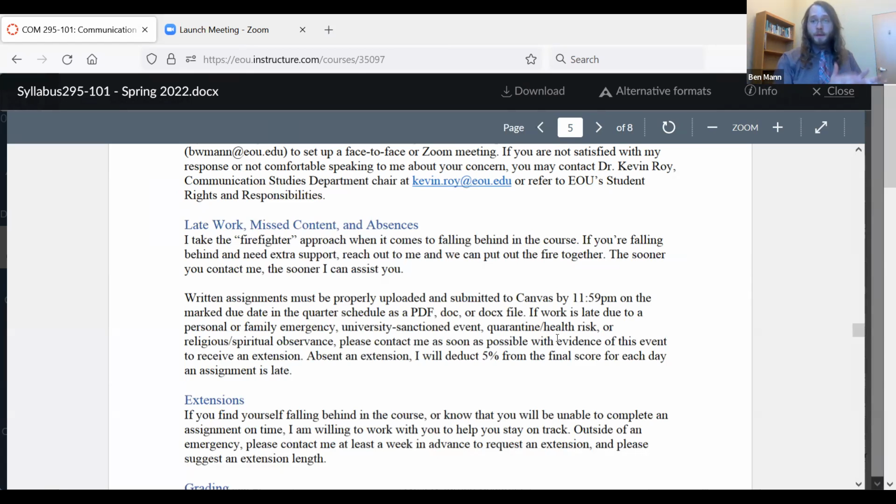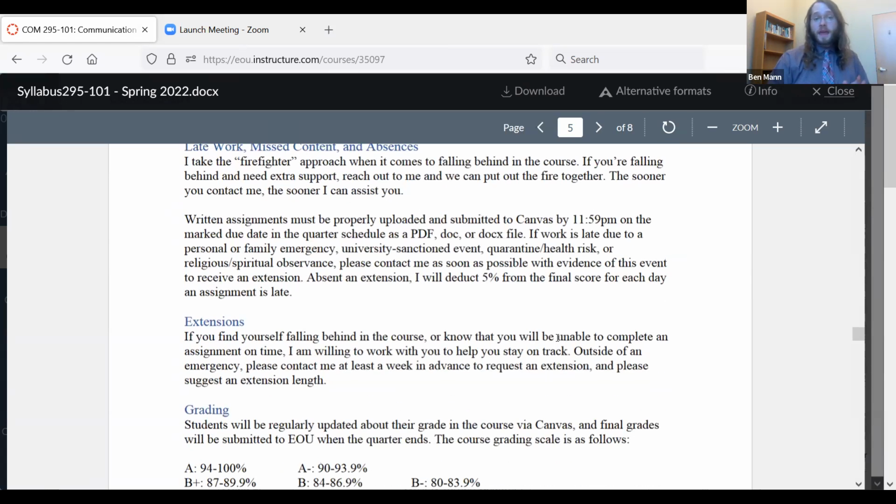For late assignments, it's -5% for each day the assignment is late. However, if you know that you're falling behind or you're at a really busy point in the course and you need an extension, contact me as soon as possible, preferably like a week in advance. Let me know a little bit about your situation and let me know what would be a reasonable extension for you. That way, I can help you to make that extension be met and give you what you need in order to do well in the course.